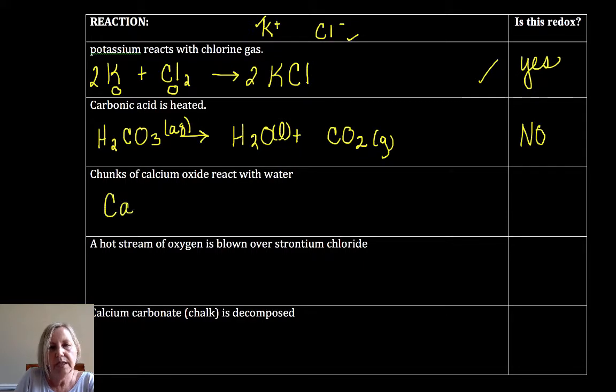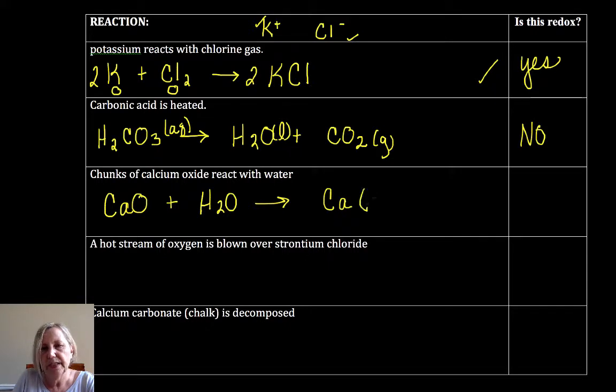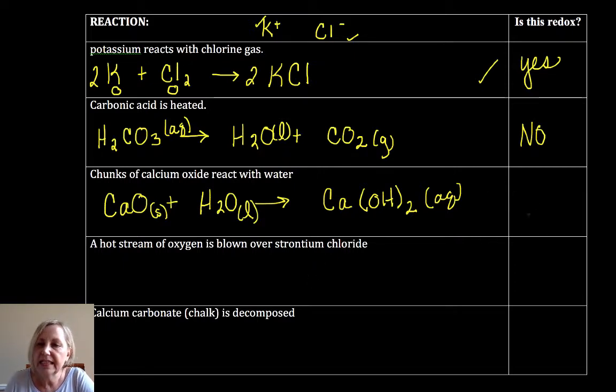Chunks of calcium oxide are tossed into water. Okay, metal oxides are basic anhydrides. So I'm going to make calcium hydroxide, in this case aqueous. Chunks would imply solid, that would be a liquid. Okay, this again is a no, and if you're not required to assign oxidation numbers, I doubt you would have to identify this one, right? And everything is balanced there.